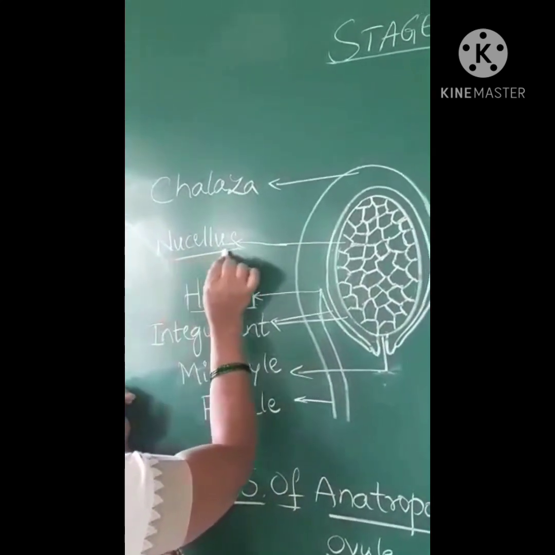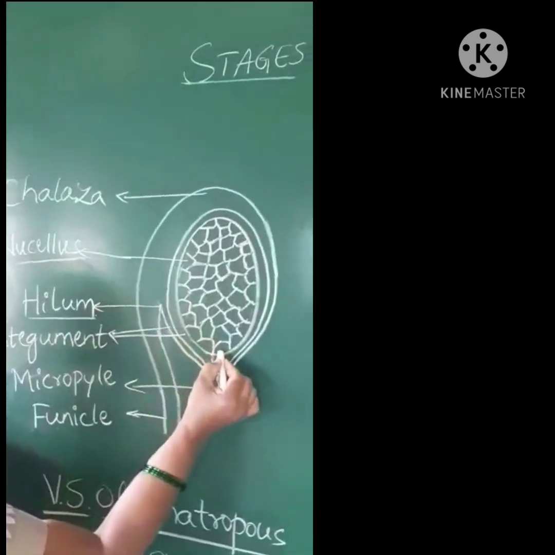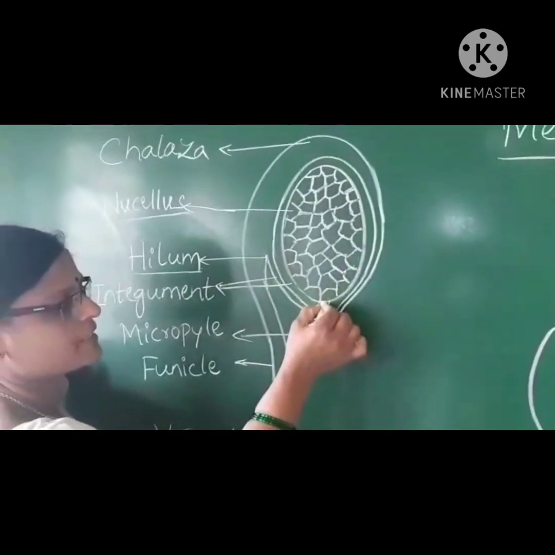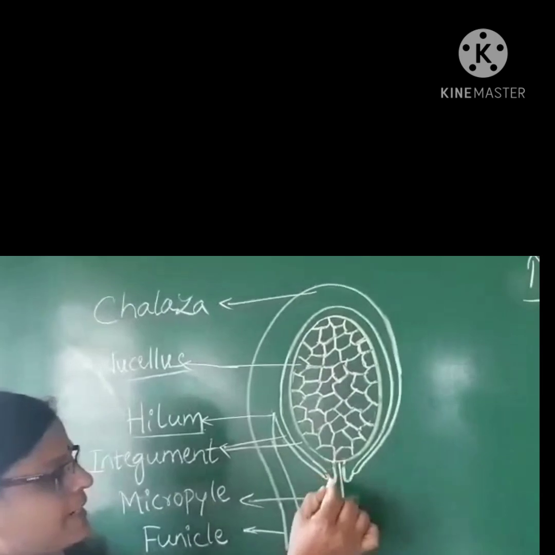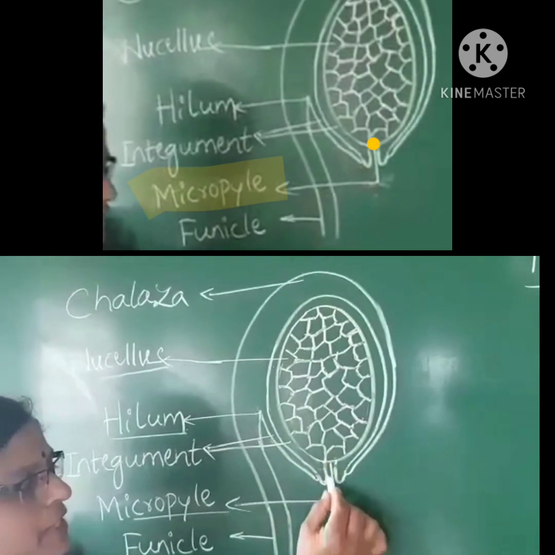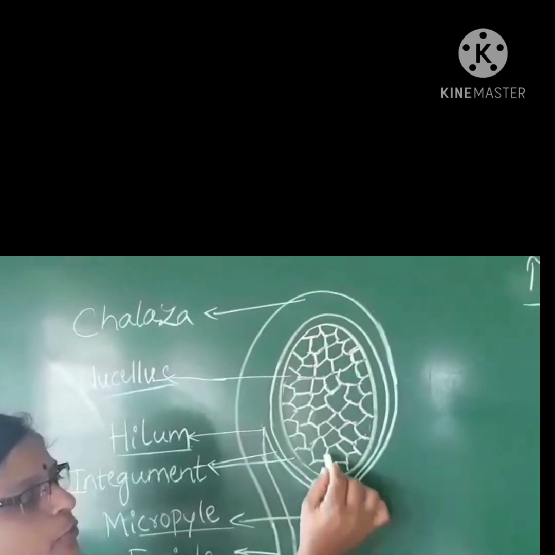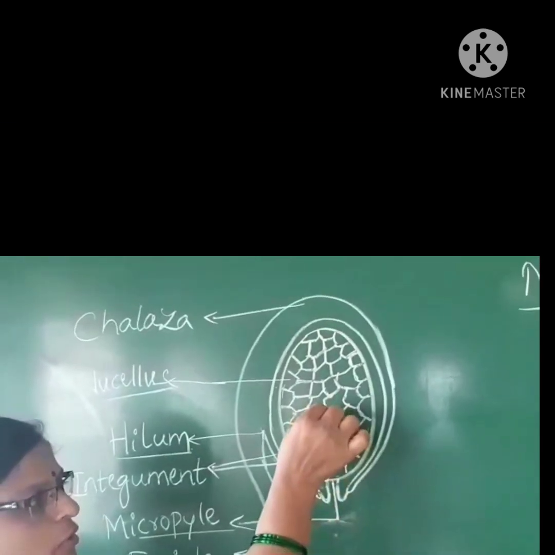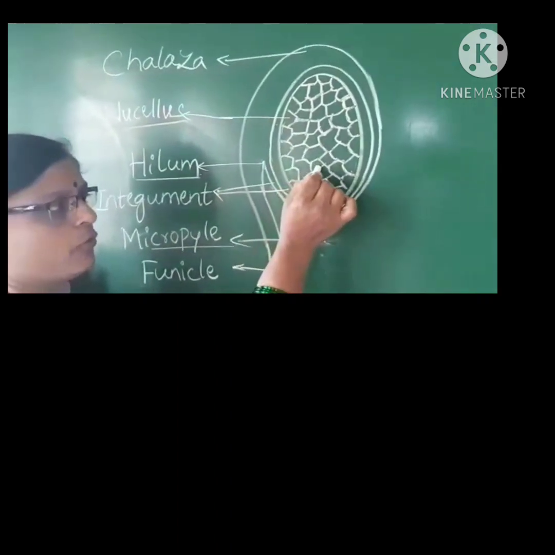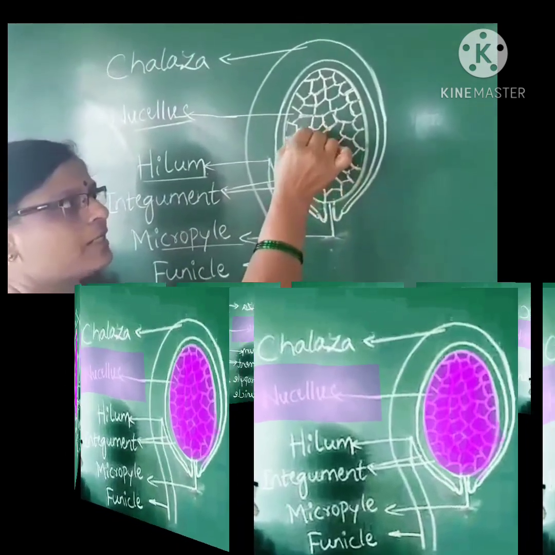Nucellus is a nutritive tissue, and the entire body is covered with integuments except at the opening that is called micropyle. This micropyle facilitates the entry of pollen tube into the ovule. Development of female gametophyte in the ovule: this is what I told, nucellus.